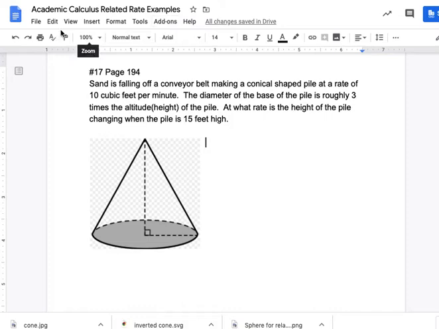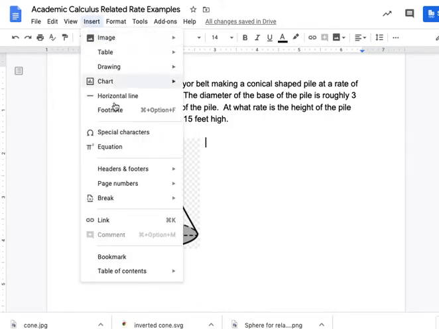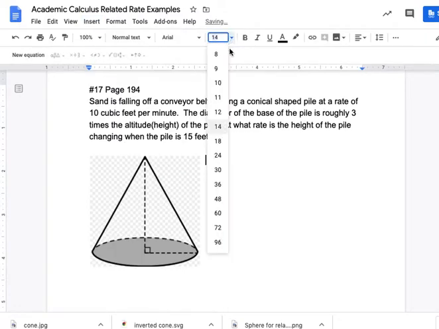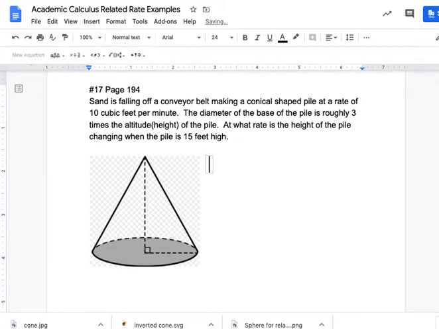So let's start with the equation for the volume of a cone. We'll insert an equation here, bump our size up first. New equation: the volume of a cone is equal to 1/3 pi times the radius of the cone squared times the height of the cone.